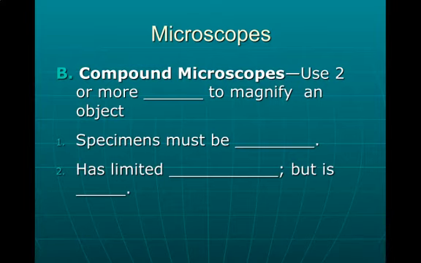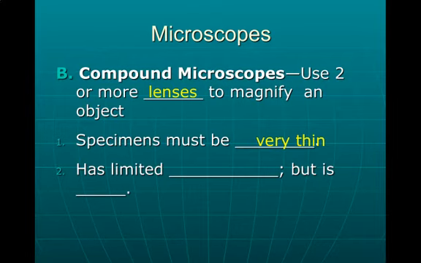There are a couple of different microscopes that we're going to talk about. The first one is a compound microscope. This uses two or more lenses to magnify an object. To use a compound microscope, the specimens must be very thin. Okay, these are the ones that we use in class. The very thin part you'll know because the slides that we'll use, you can see they're like paper thin specimens with a cover slip on top of them.